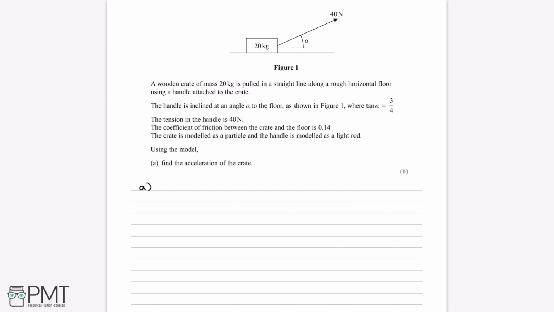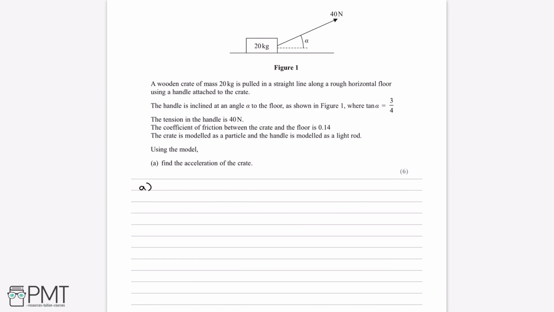A wooden crate of mass 20 kilograms is pulled in a straight line along a rough horizontal floor using a handle attached to the crate. The handle is inclined at an angle alpha to the floor, as shown in figure 1, where tan alpha is equal to 3 over 4.